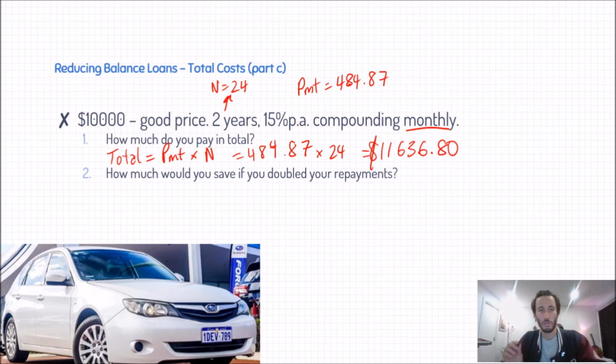Now for question 2, how much would you save if you doubled your repayments? The key thing here is that knowing that doubling your repayments will actually reduce the number of repayments you have to make. You're not going to have an N of 24 anymore. Our N is going to change. So let's calculate what our new N is.